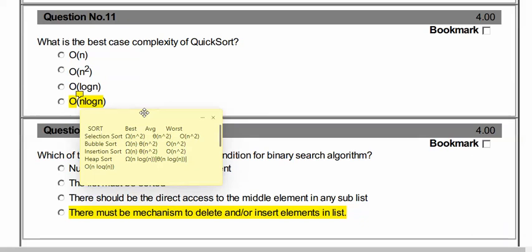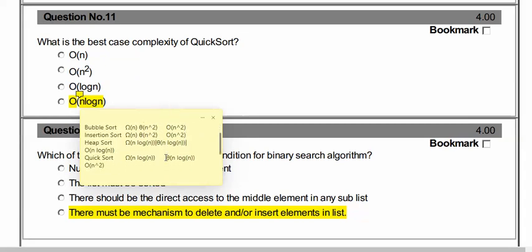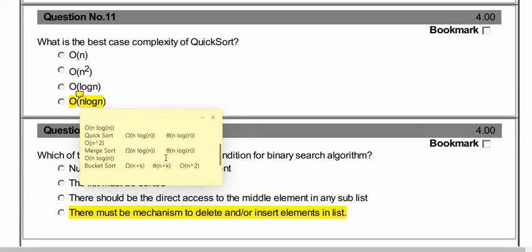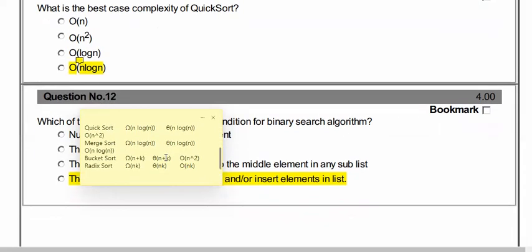Heap sort, O of n log n, O of n log n, O of n log n. In the case of quicksort, it is O of n log n, O of n log n, and worst case is O of n square. For merge sort, it is O of n log n, O of n log n, and O of n log n. Bucket sort and radix sort. Bucket sort has O of n plus k, theta of n plus k, and O of n square. Radix sort is O of n k, O of n k, O of n k.